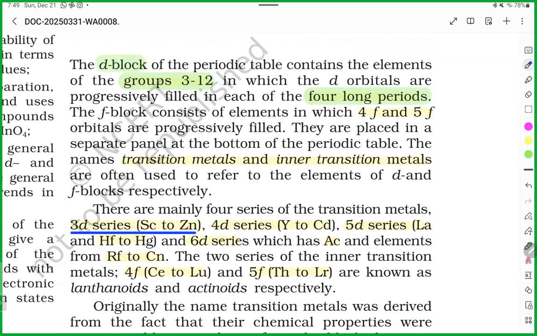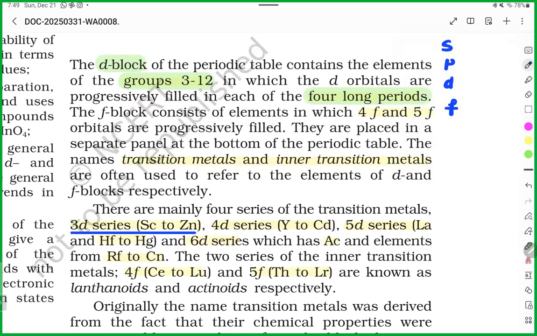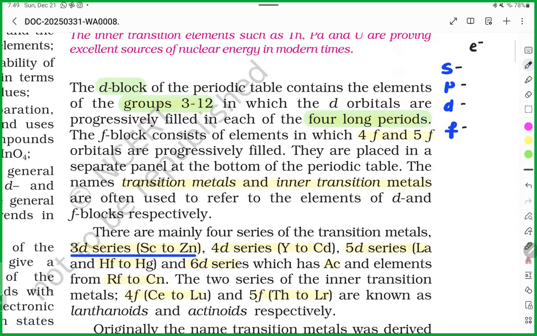You know, we have 4 blocks: S, P, D, and F. What is the criteria? In which subshell the last electron enters. We recently did atomic structure, right? Yes, sir. And there we did this part. There are 4 subshells: S, P, D, and F. Based on the number of electrons present in each subshell, there is a number of groups. Example: S has how many electrons?